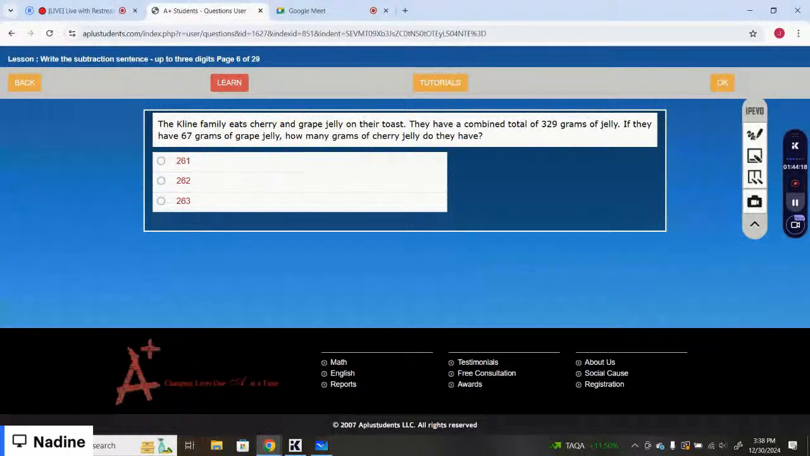The Klein family eats cherry and grape jelly on their toast. They have a combined total of 329 grams of jelly. If they have 67 grams of grape jelly, how many grams of cherry jelly do they have? That is 262. Option number 2 is the correct option.